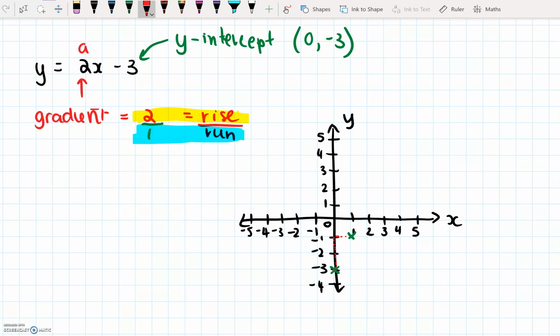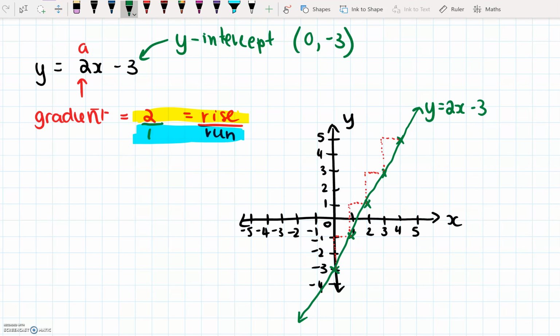You actually only need to do it once, but we'll do it a couple of times just to show you how it works. So we're going to rise 2, and we're going to run 1, put another cross. Rise 2, run 1, put another cross. And you should see that as we keep doing this, rise 2, run 1, what we're getting is a really nice straight line. So we can now draw a line through these points, and you guys should use a ruler. Remember, always use a ruler when you're doing any of this stuff, and you'll get a nice line down here through those points. And this is the line of y equals 2x minus 3.